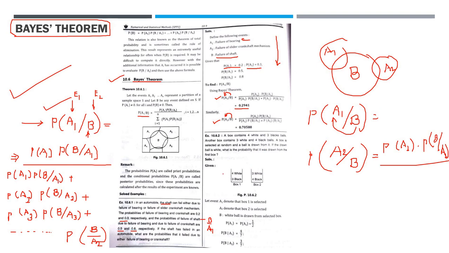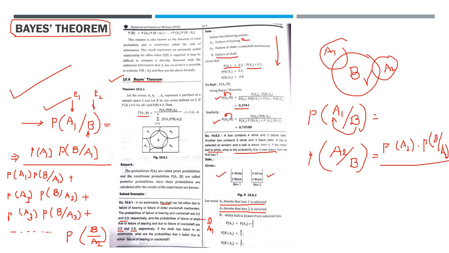A box contains 4 white and 3 black balls. So this is box 1. Another box contains 3 white and 4 black balls. A box is selected at random, and a ball is drawn from it. If the drawn ball is white, now we have two events, which means A1 is box 1 selected, and A2 is box 2 selected. And the next probability is B, the major probability. The event is the probability that a white ball was drawn.